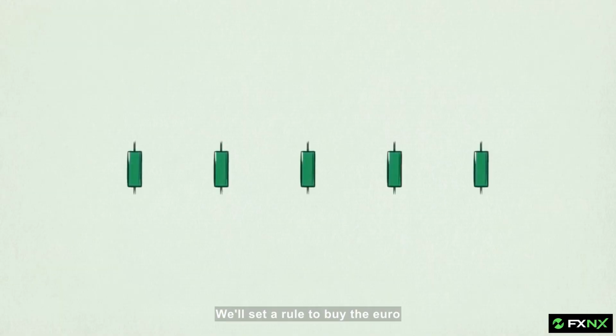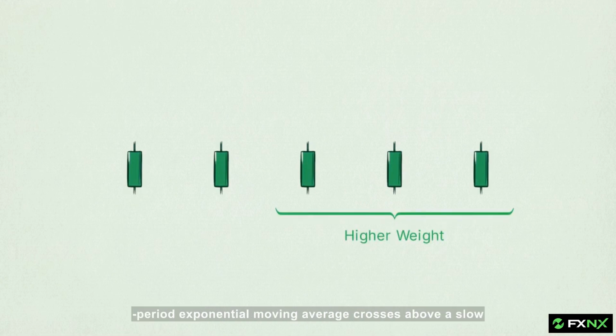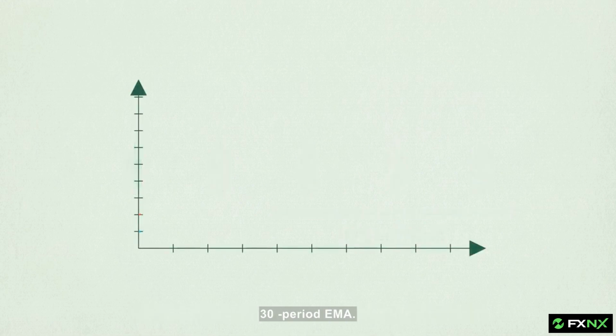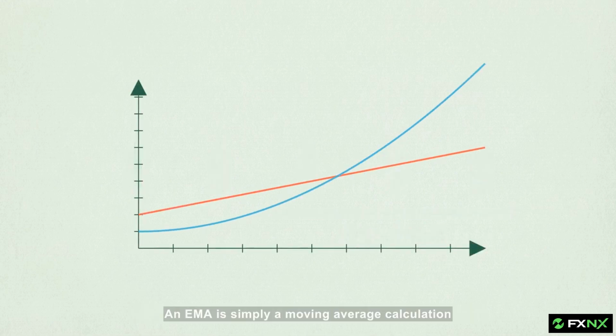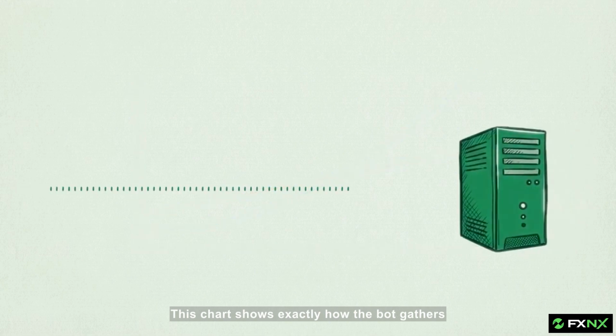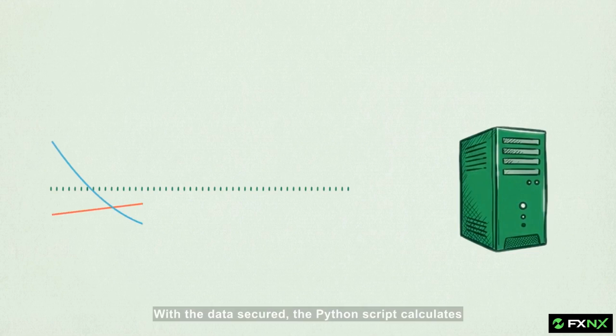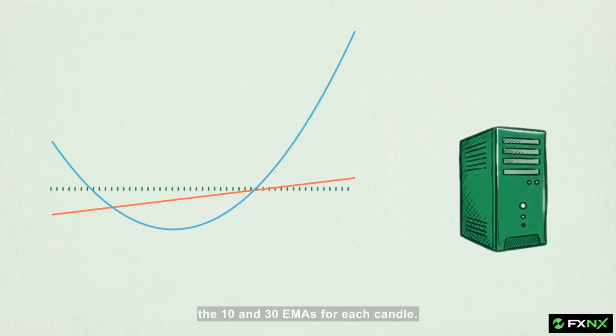We'll set a rule to buy the euro against the US dollar when a fast 10-period exponential moving average crosses above a slow 30-period EMA. An EMA is simply a moving average calculation that places a greater weight on the most recent price data. This chart shows exactly how the bot gathers data. The script fires an HTTP GET request to the broker, pulling in the last 50 historical price candles for the euro-USD pair. With the data secured, the Python script calculates the 10 and 30 EMAs for each candle.